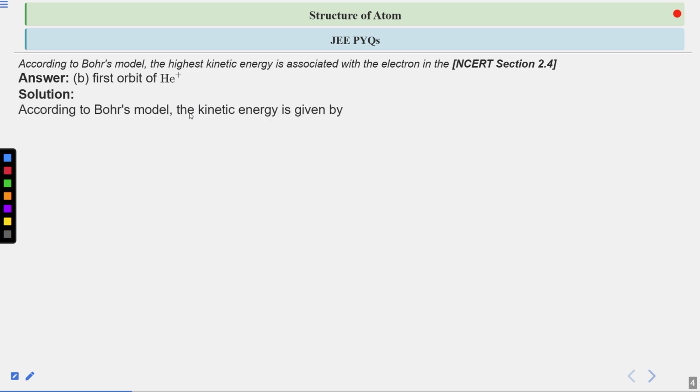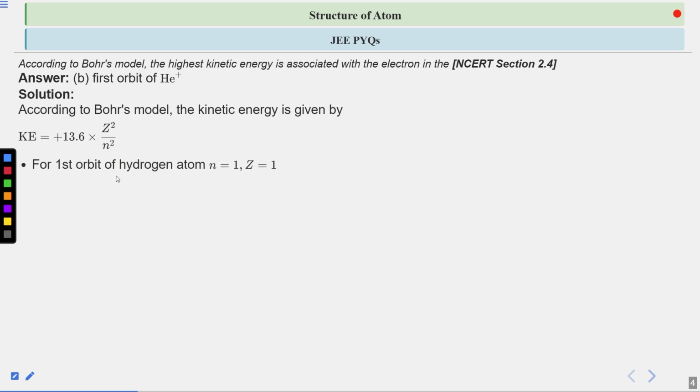According to Bohr's model, the kinetic energy is given by plus 13.6 Z square by n square. This is given in the derivation. You have seen the derivation of the total energy. There we have calculated the kinetic energy also. So it has a small difference. It goes like 13.6 into Z square by n square, but with a positive sign.